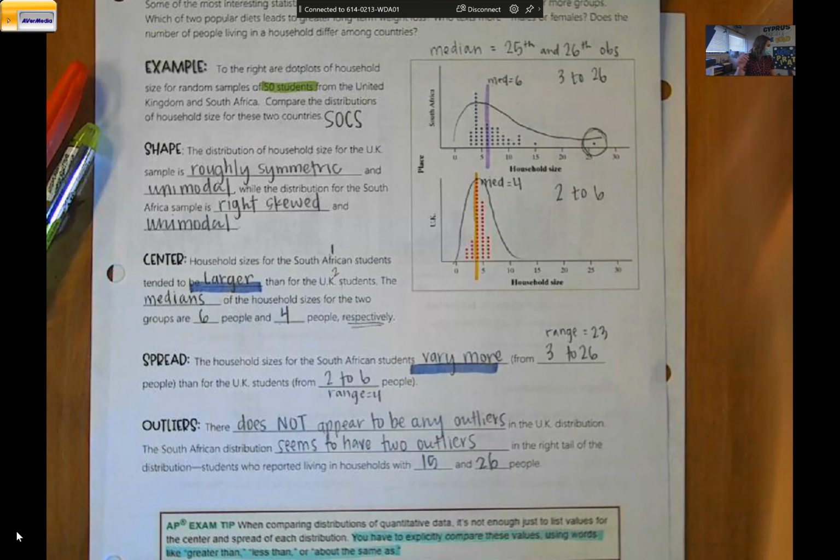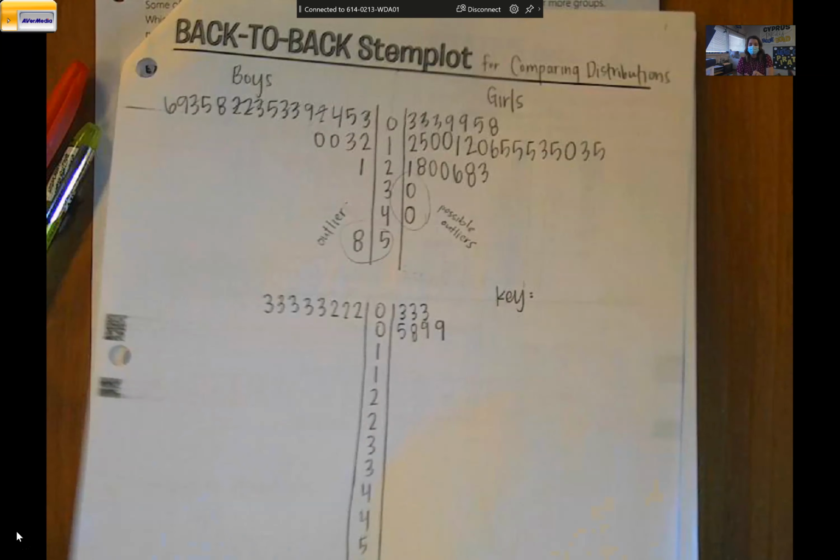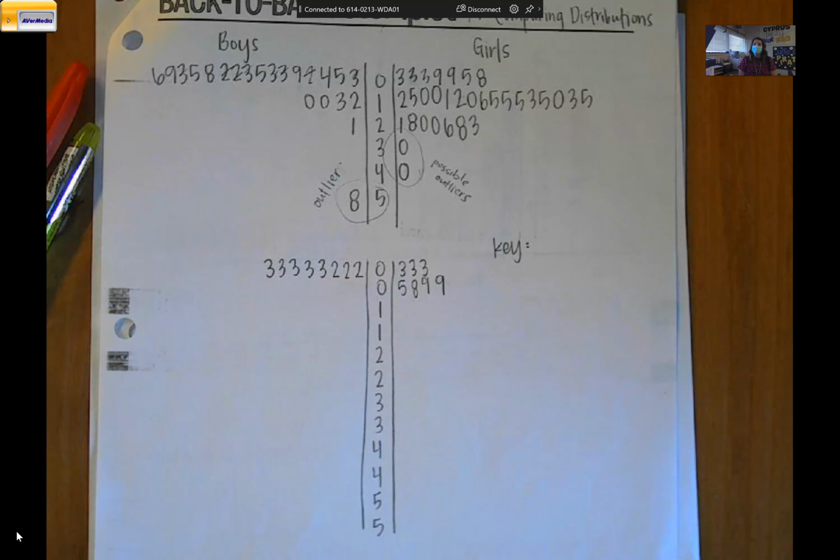One other thing that I would like to highlight is that in our back-to-back stem plot data, we were looking at or comparing the same exact data set. So this was all from AP Stats students.